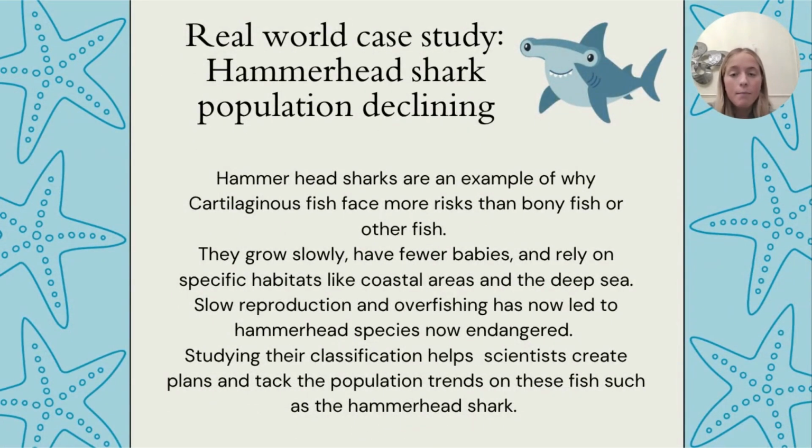Real-world case study. My example is hammerhead shark population decline. Hammerhead sharks are an example of why cartilaginous fish may face more risk than bony fish or any other fish. They grow slowly, have fewer babies, and rely on specific habitats like coastal areas and the deep ocean. Slow reproduction and overfishing have now led to hammerhead species being endangered. Studying their classification helps scientists create plans and track the population trends of these fish, such as the hammerhead shark.